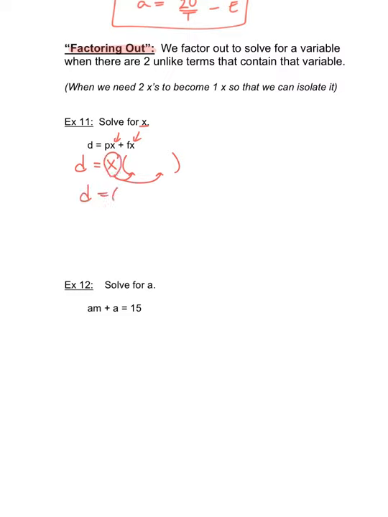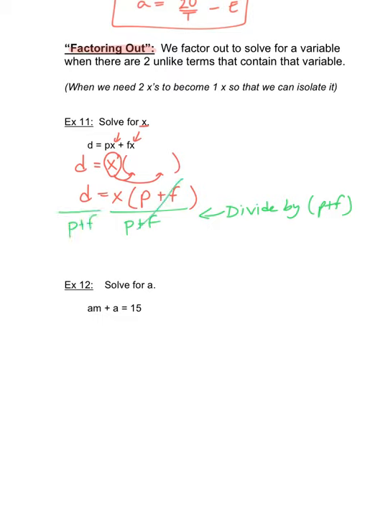So I'm going to just recopy that, and I'm going to leave it blank so that you could see the thought process. So x times p would be px, and then x times positive f would be fx. Now that x is, instead of being in two terms, just in one place, to isolate x, it's the opposite of multiplying by p plus f. You're going to now divide both sides by p plus f.